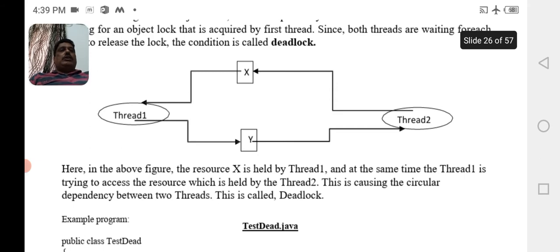This is called deadlock. So here you have two resources X and Y. Here X resource is already engaged by thread 1, and Y resource is engaged by thread 2, but thread 1 is trying to access the resource Y, where Y is engaged by thread 2, and thread 2 is trying to access the resource X which is engaged by thread 1. So this is causing circular dependency between two threads. This is called deadlock.